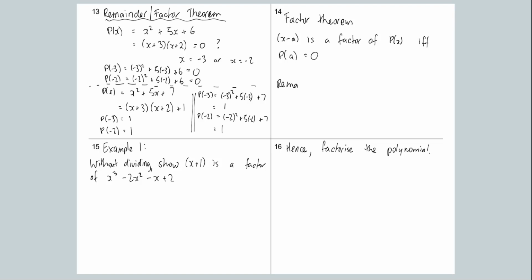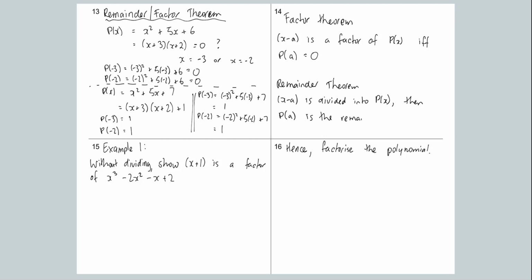If I get anything else, it must be the remainder. So if x minus a is divided into P of X, then P of A is the remainder.